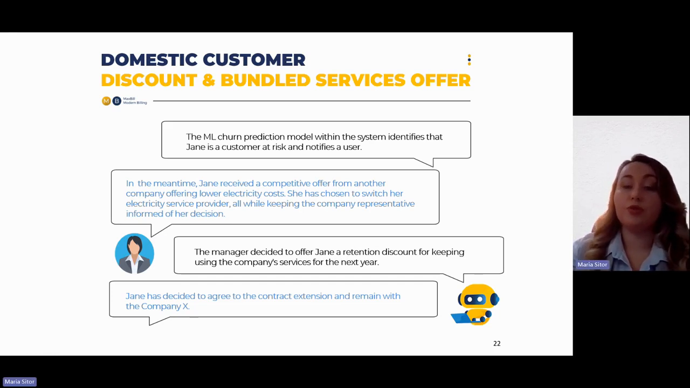Informed also about her decision, the manager decided to offer Jane a retention discount for continuing to use the company's services for the next year. So Jane decided to agree to it and stay with the company by accepting this offer.